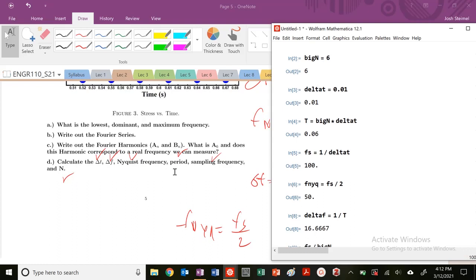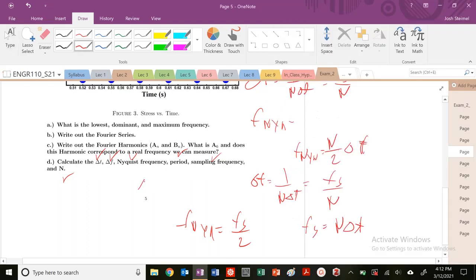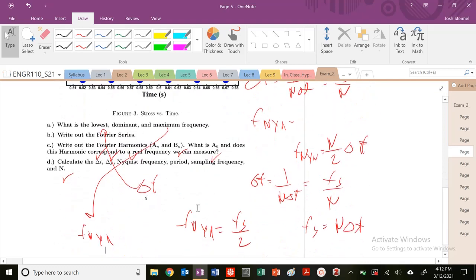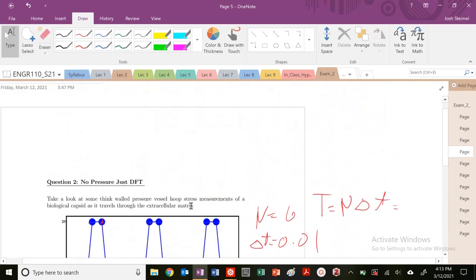So I already know my lowest frequency. That's going to be my delta f. My maximum frequency is going to be my f Nyquist. With that, I can go ahead and solve the rest of this problem. I know that if N equals 6, I'm going to have 3 harmonics.